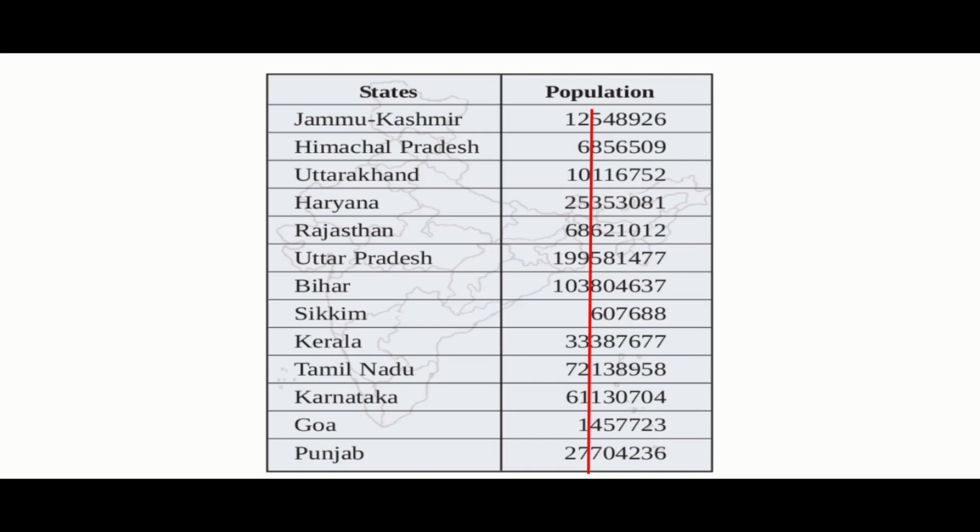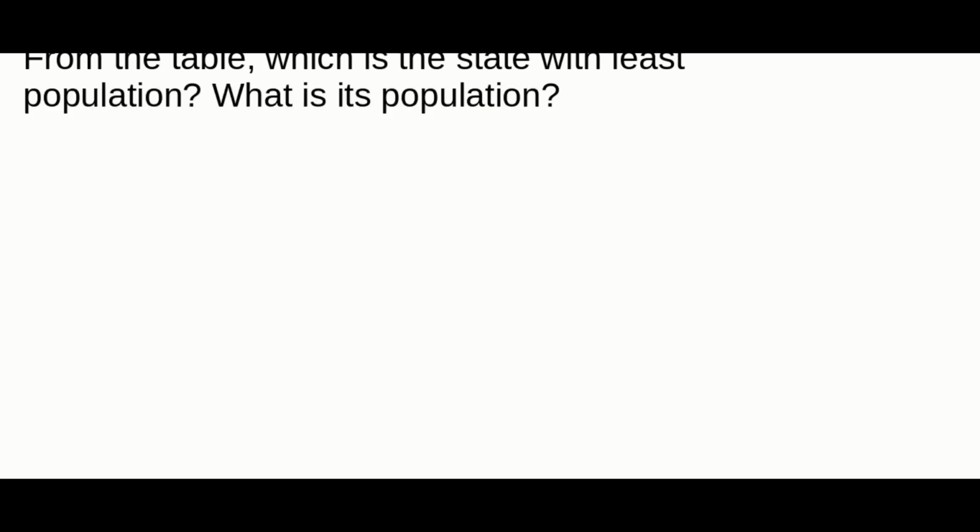Then Sikkim, no other state has population in lakh. 6,76,7,688, that is for Sikkim, least population. Then another question, look at this, Sikkim has least population. Then look at this question from the table, which is the state with the least population? What is the population that we already found?